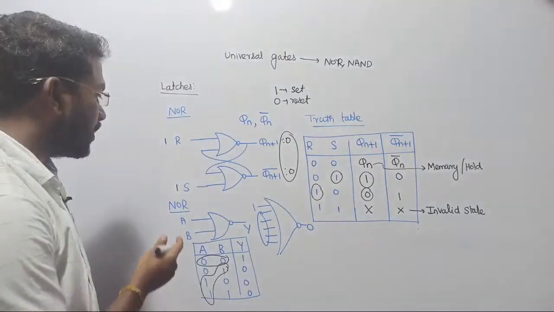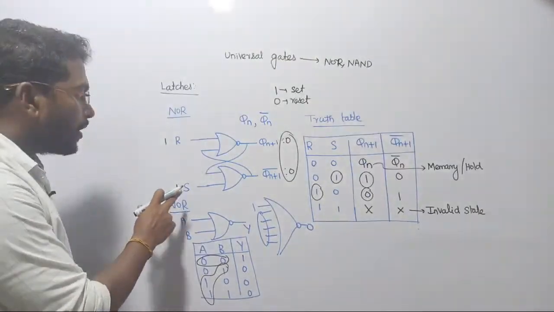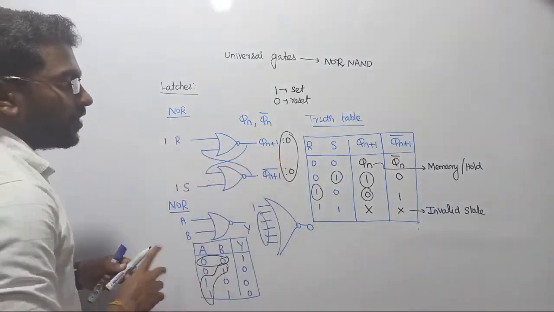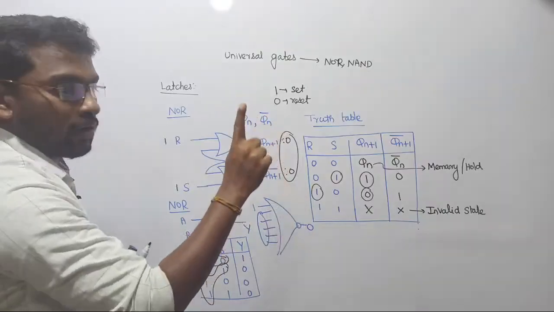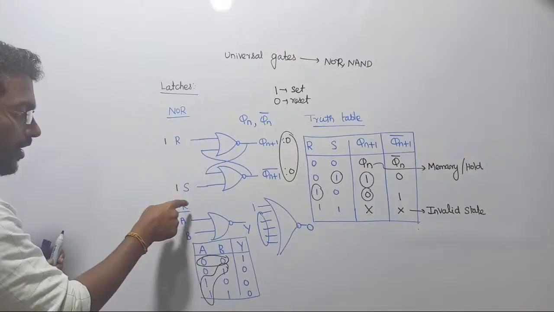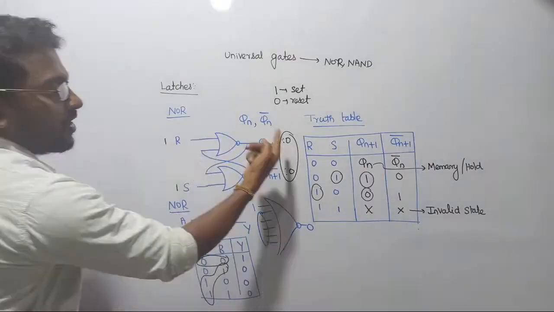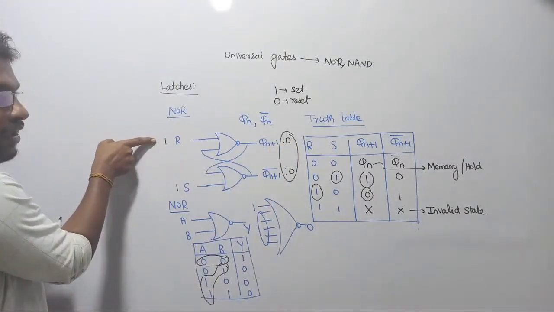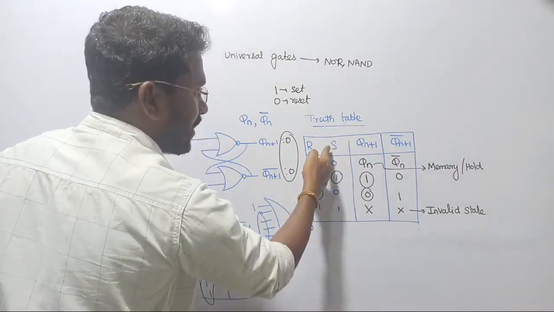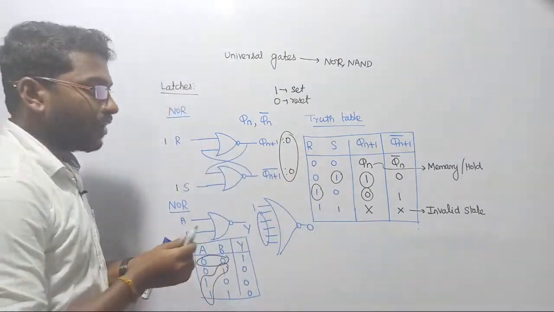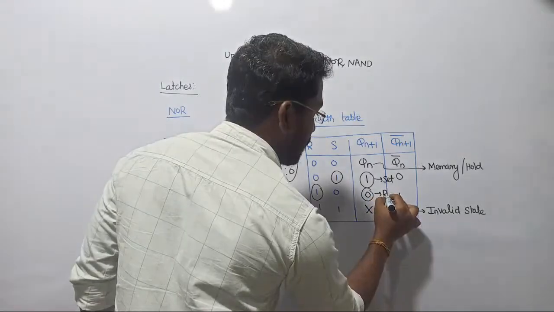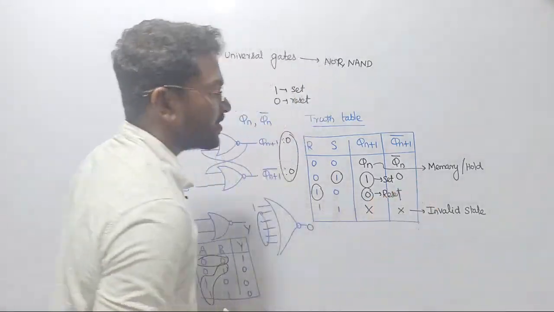So what is the conclusion? This pin is always called the set pin, and this pin is always called the reset pin. If you want to set the output as 1, you have to pass the input 1 here. If you want to reset the output, you will have to pass 1 here. That's why this line is called the set line and this line is called the reset line. Clear?